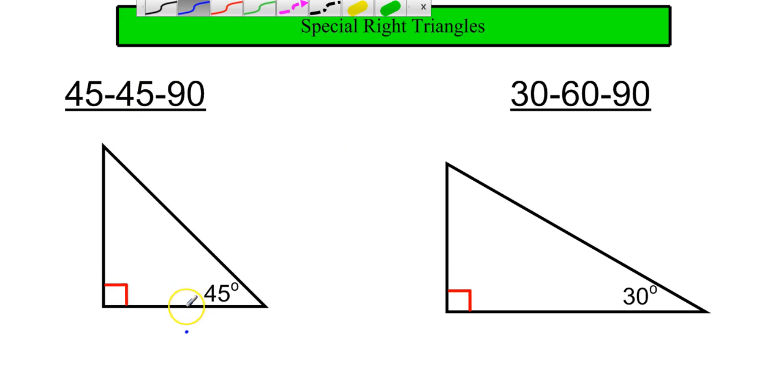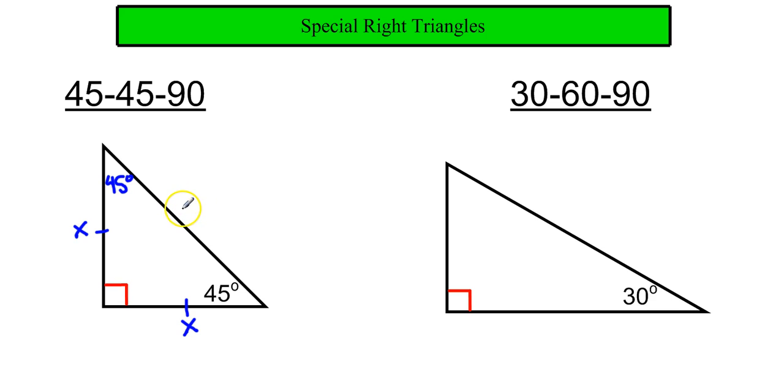And in class what we did, we went through and we said, alright, well if this is a 45, 45, 90, we know that angle is 45, so we know this is going to be isosceles. If this side is x, then it's isosceles, so this side is also x. And we proved that this side here is then going to be x root 2. You can use Pythagorean theorem to figure that out if you want. That's what we did in class, so that's our rule for the 45, 45, 90.